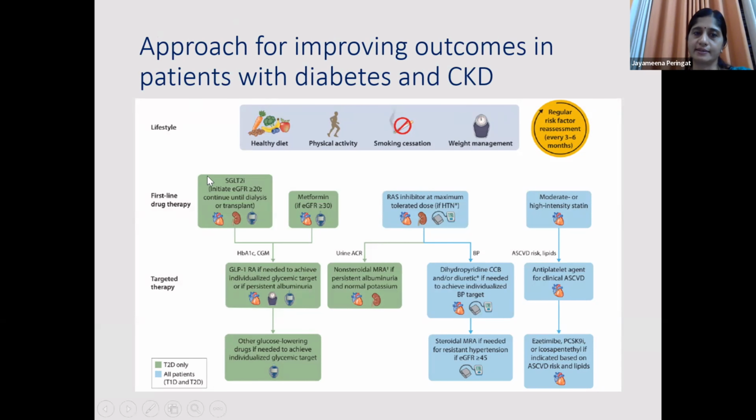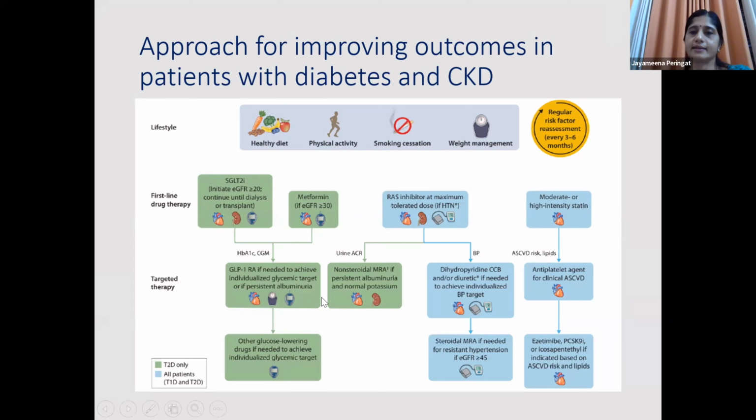Let's see the first line drug therapy. These are the latest recommendations, which say that SGLT2 inhibitors should be initiated in anyone with GFR more than 20. I basically introduce it only if the GFR is more than 30. More than 20 would be a bit more risky. And it should be continued till dialysis or transplant. That's what they recommend, but it is a bit difficult to continue up to dialysis. Next is metformin, which should be given till GFR is 30.